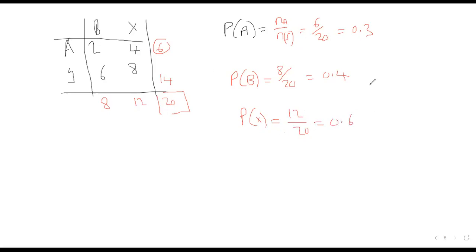12 over 20 is 0.6. About Y? 14 over 20, correct, 0.7. Then A intersection B is where they meet. When you draw a plus here, A and B meet at 2. So 2 over 20, which is 0.1. How about X intersection Y?